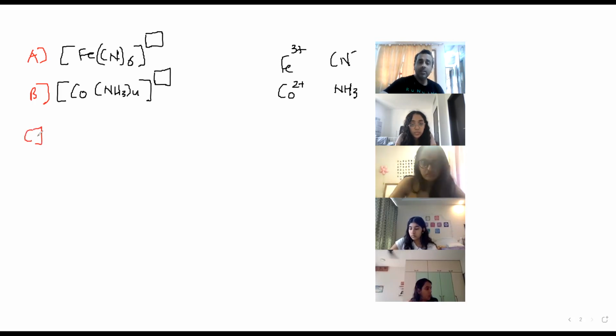In question C, you have to give me the charge on the metal ion. I'm giving the charge on the complex ion. I need you to give me the charge on the metal ion. So NH3 doesn't have any charge. Ammonia is a molecule, it's not an ion.